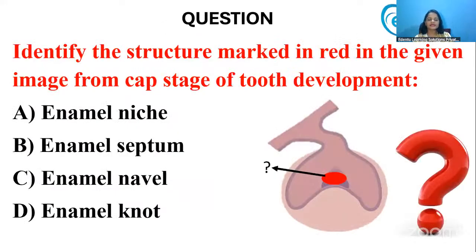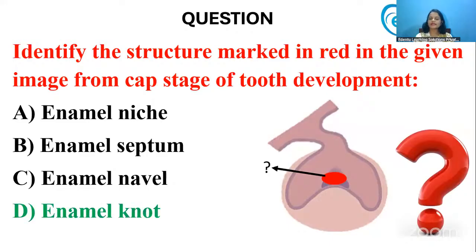All right. The next question: identify the structure that is marked in red in the given image from the cap stage of tooth development. So, another development of teeth question, and a very important one, an image-based question that was asked in the recent NEET MDS 2025 examination. For description purposes, you can divide the development of teeth into three stages: the bud stage, cap stage, and the bell stage.